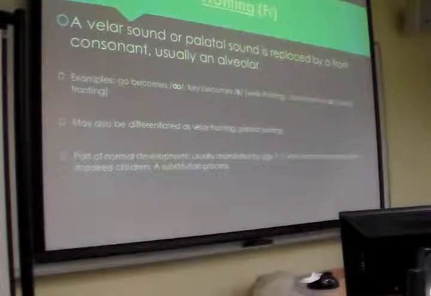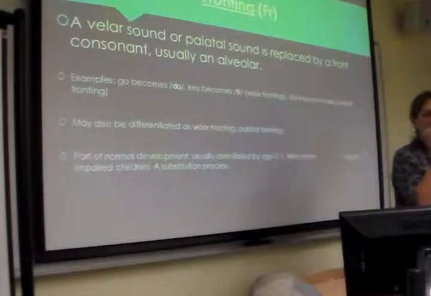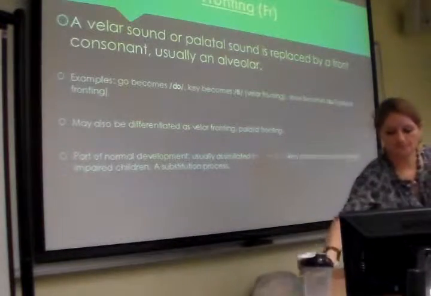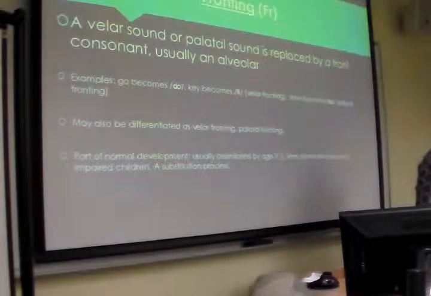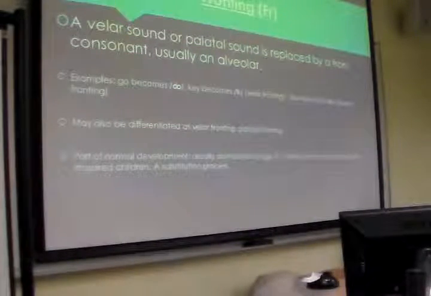Is there a case, I realize go becomes do because they're both voiced, and ki becomes ti because they're both voiceless, but is there ever a case where go would become toe? Yes. And so that would be several processes. That would be this one, but also one we haven't talked about yet, which is prevocalic voicing. So if go becomes toe, then it's fronting the sound, but also devoicing the initial consonant. So there's two things happening there.